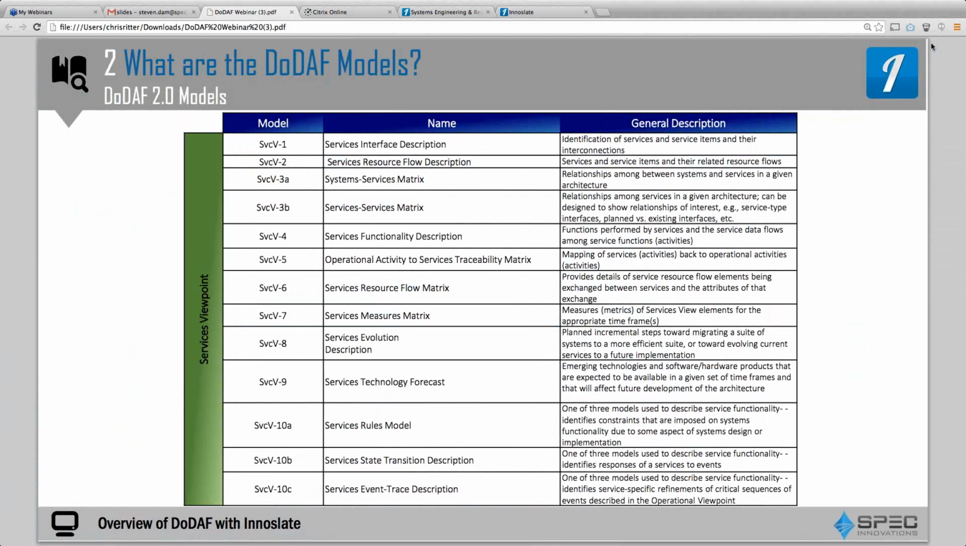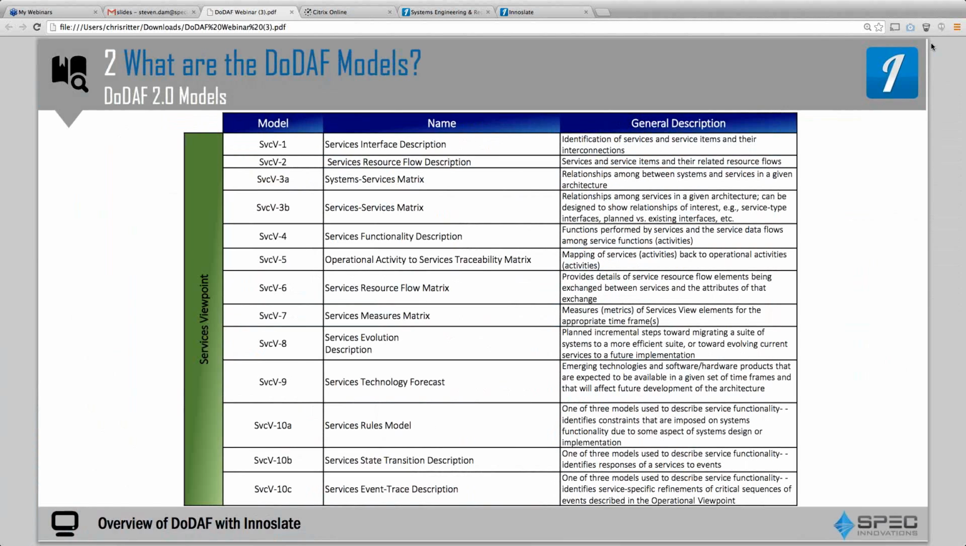Then Services View 5 is just another one of these mapping matrices between the operational activities and the services. And you notice how many mapping matrices we have in here. This is all, if you're connected together in your relationships in your model, you'll find that those come out very easily. Actually, a natural output of doing the allocation you do.